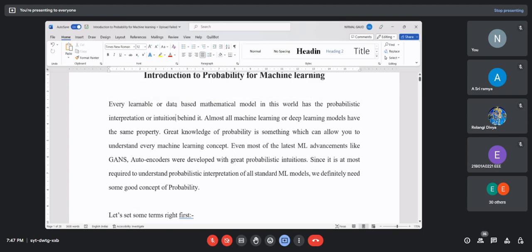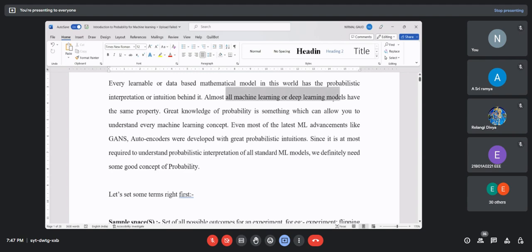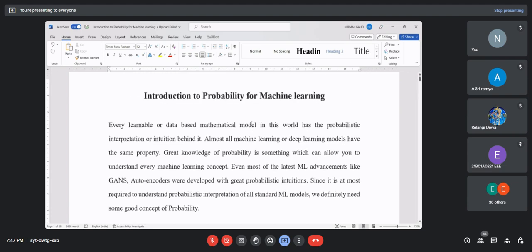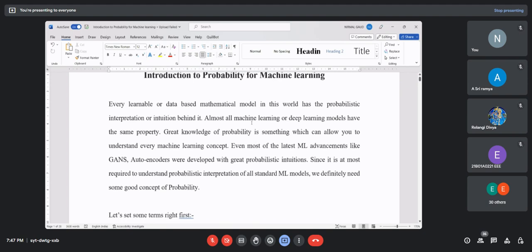Every learnable or data-based mathematical model obviously performs some interpretation based upon probability. There is some intuition behind it. Almost all machine learning algorithms, and yes, there are algorithms developed on the basis of probability. For example, the naive-Bayes algorithm, and there are various types of naive-Bayes algorithm: Gaussian naive-Bayes, multinomial, and Bernoulli naive-Bayes. They are based upon this concept only, probability. They are used for real-life problem-solving, that means applications related to natural language processing and such kinds of problem statements. They are applicable.